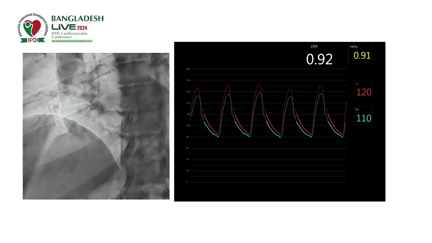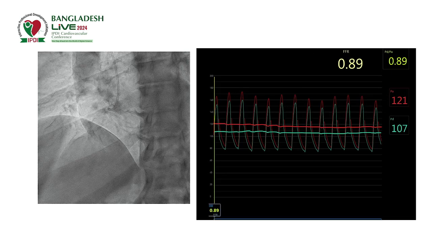For more confirmation and more safety, we went for FFR. Here we see the FFR was also not significant. So at this point, we could defer the patient from stenting, and we could safely discharge him with optimal medical therapy.